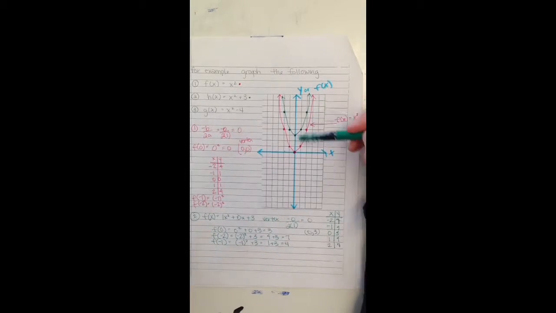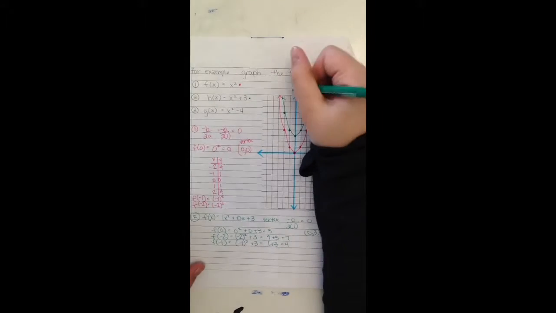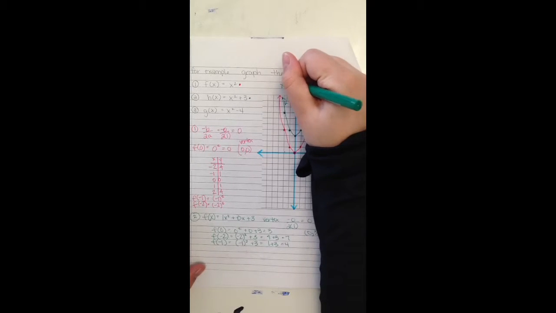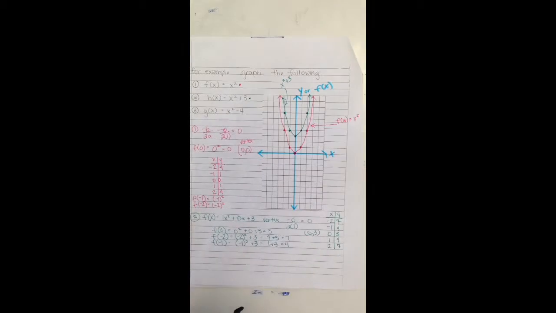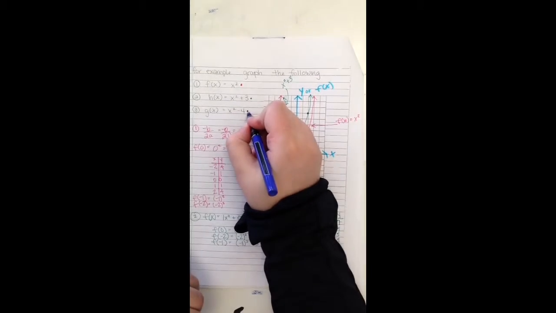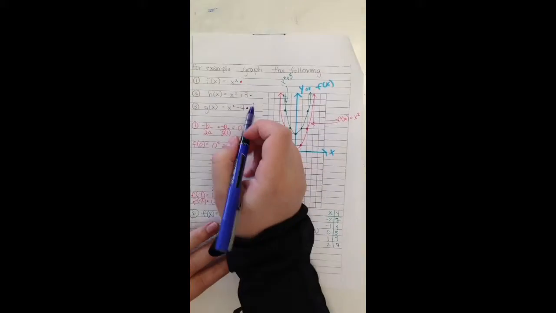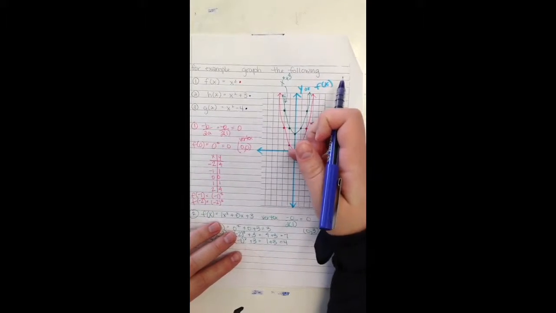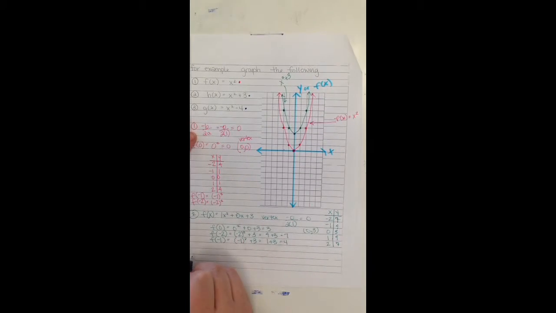And do you see how they have the same shape? It's just moved up. So this would be x squared plus 3. Let's go ahead and draw in that last one. I'm going to use purple. Now notice this one has a minus 4. So it's going to shift things down 4 places.